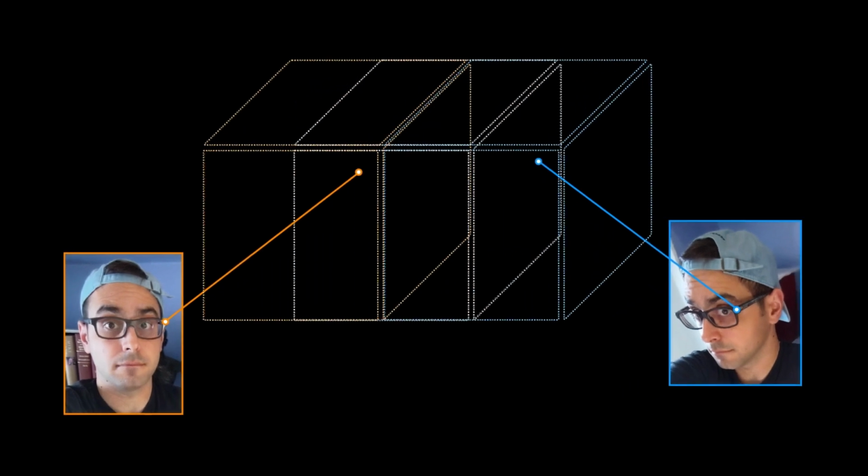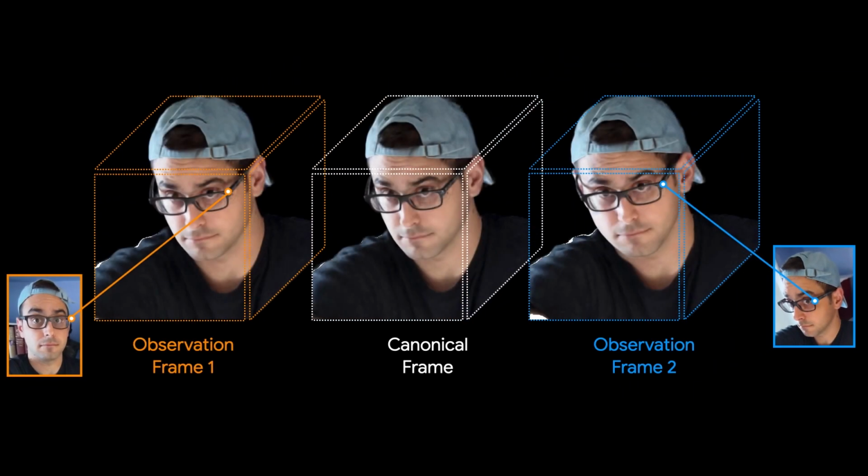Here we flip back and forth between two observations, which correspond to the image outlined in orange and in blue. You can see that the person's head has moved between the two observations. Focusing on the top right corner of the glasses, it's clear that the rays corresponding to the same point do not intersect. Our method solves this by allowing the rays to deform for each observation and intersect on a canonical coordinate frame. This coordinate frame is shared between all observations.